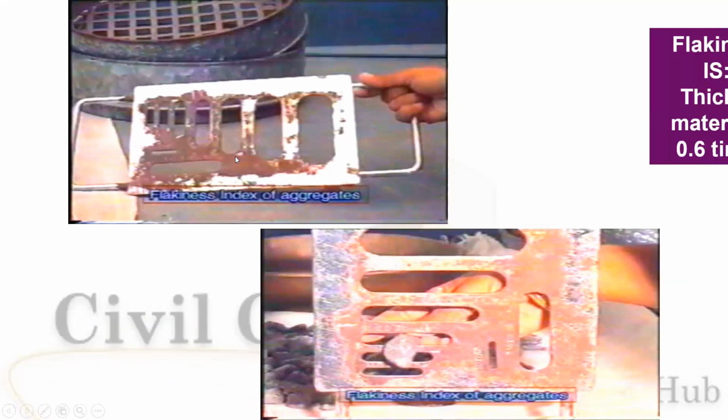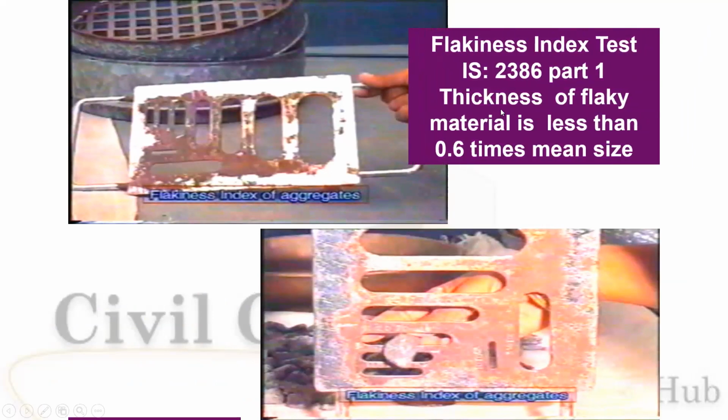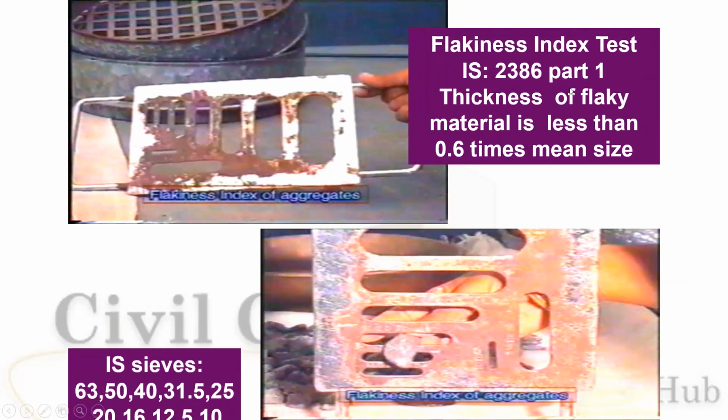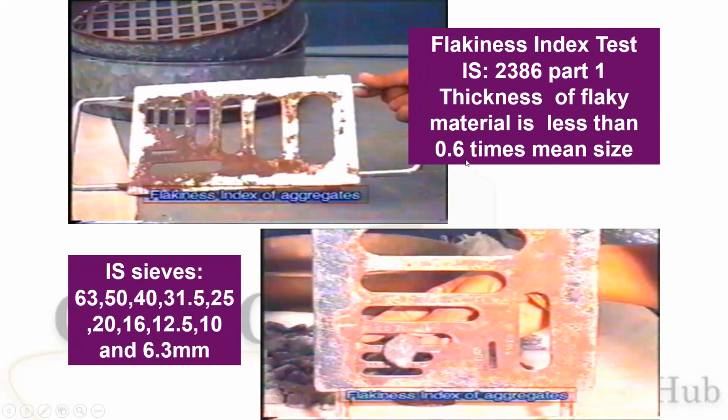See, this is the flakiness material. This is based on IS 2386 part 1. The thickness of the flaky material is less than 0.6 times the mean size. The IS sieves for which we are going to check range from 63 to 6.3 mm.